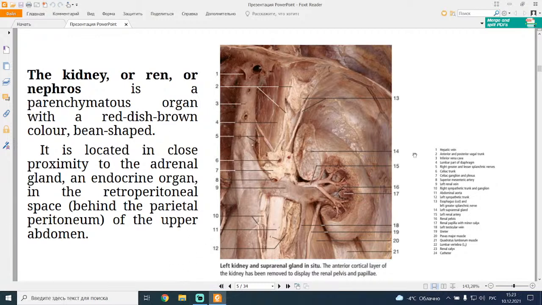The kidney, or ren, or nephros, is a parenchymatous organ with a reddish-brown color and bean shape. It is located in close proximity to the adrenal gland, an endocrine organ, in the retroperitoneal space behind the parietal peritoneum of the upper abdomen.